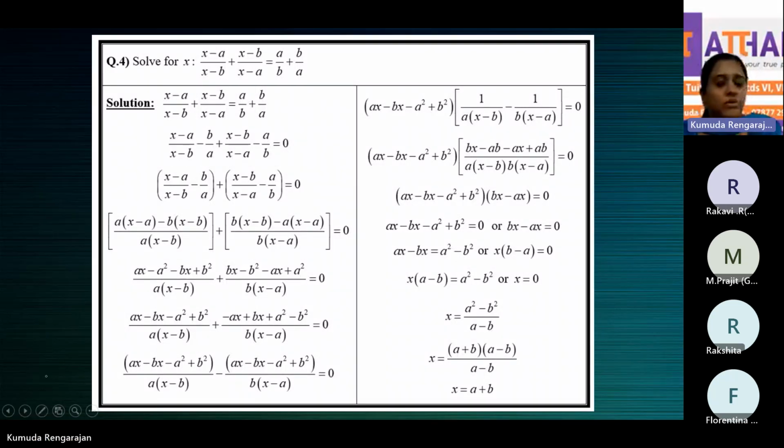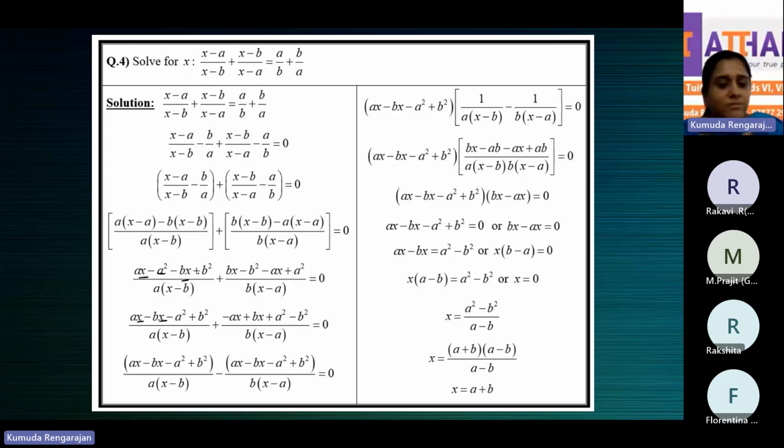So what you do is just try to arrange the terms in the correct order, and maybe we have to take out something minus or something common. So we'll see what happens. Now see here, ax minus bx minus a square plus b square minus a square plus b square. So here, minus ax plus bx plus a square minus b square.